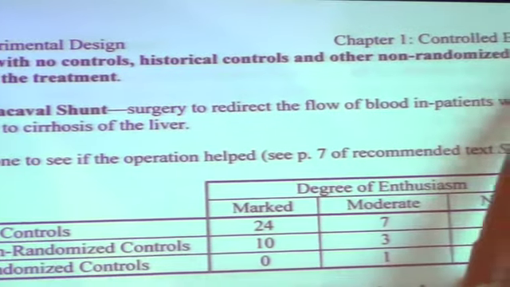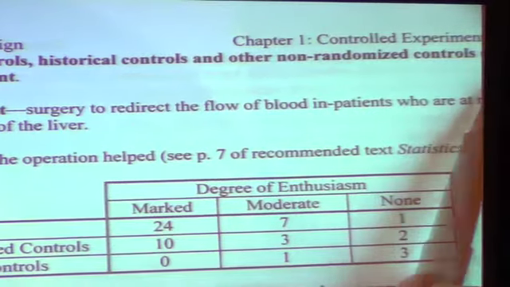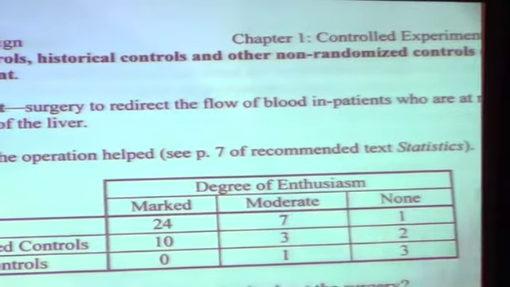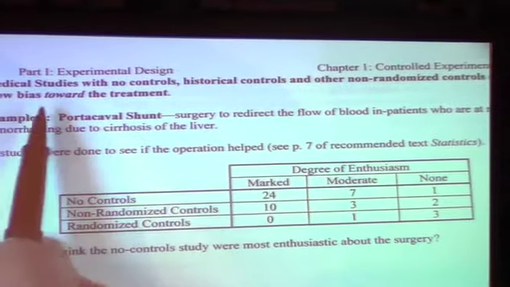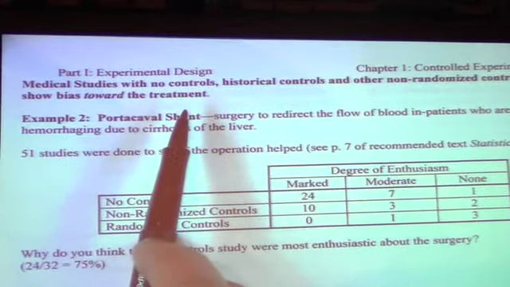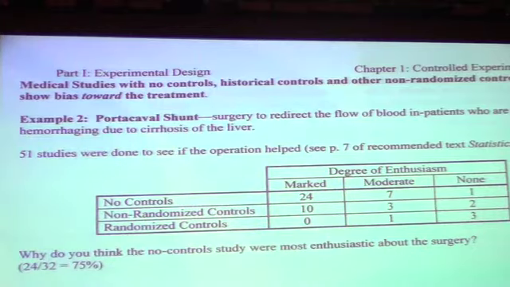So we're going to look at medical studies that have no controls, historical controls, and other forms of non-randomized controls, where they've actually collected data and made comparisons, and show how they are usually biased toward the treatment. That's why the polio vaccine was so unusual, and I wanted to present it, but we just don't have time, because it was a bias that just went the other way.